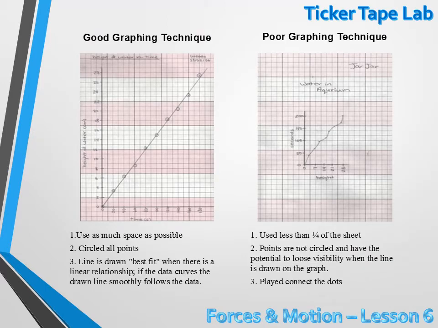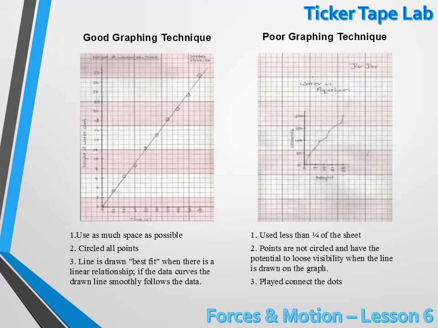Before we start making graphs, it's important that we look at what good graphing technique is and what poor graphing technique is. Number one, you use as much space as possible. If we look at the graph on the right, the x-axis does not cover the entire bottom of the sheet, and the y-axis does not cover the entire side of the sheet. This student only used about a quarter of the paper provided. Your graph has to fill up the entire sheet of paper.